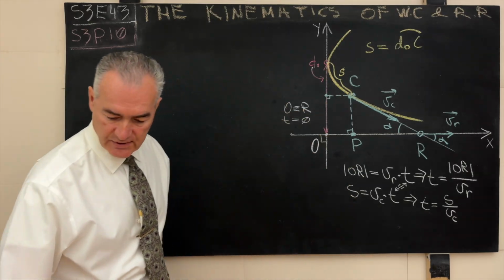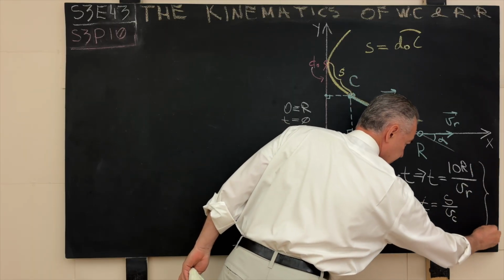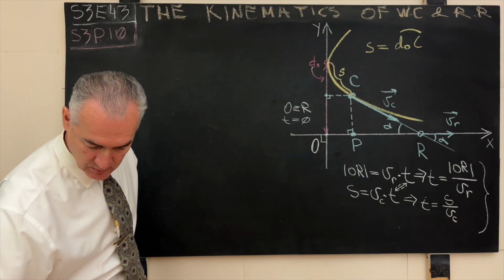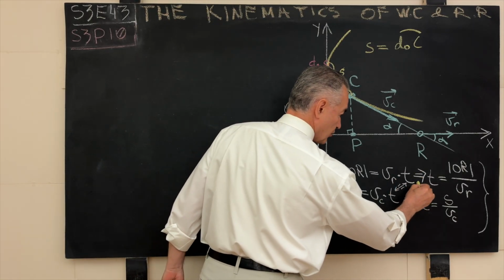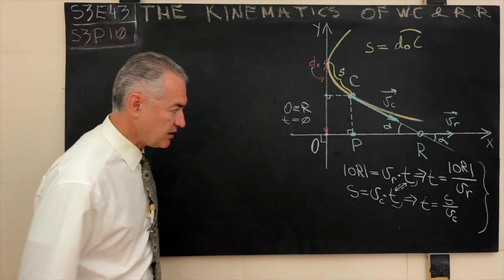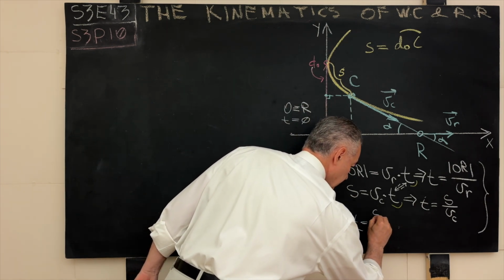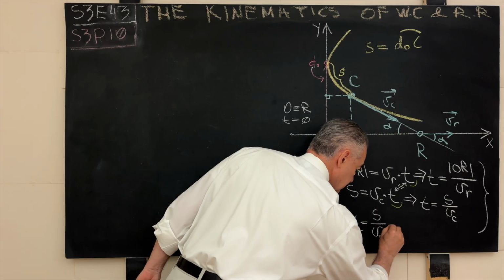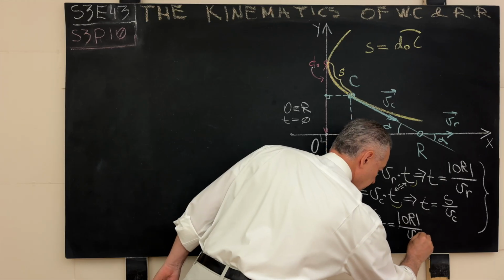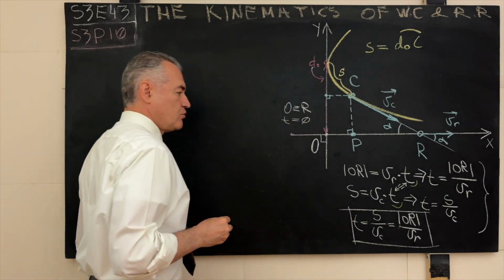And now we have this relation. So from these two relations, because this is one and the same time, the time t is one and the same. So this time t and this time t is the same. And from the fact that these times are the same, we have the following relation already. T is equal to S divided by VC, and this is the same as OR divided by VR. So this ratio we have.